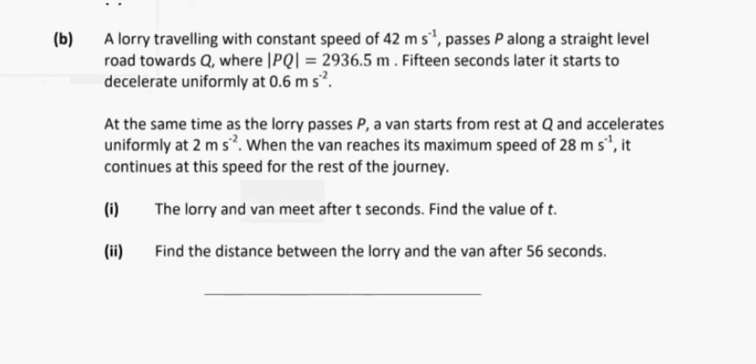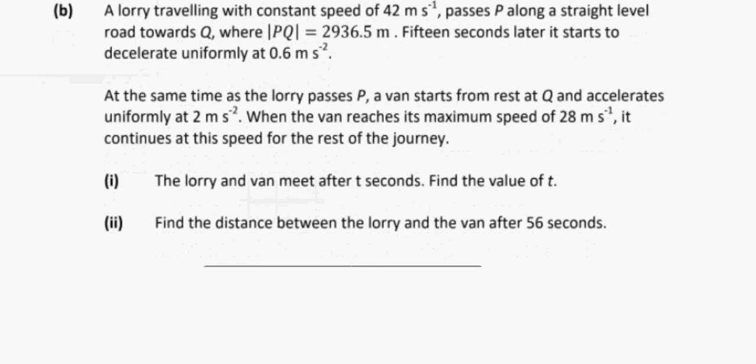Okay, a lorry traveling with a constant speed of 42 meters per second passes P along a straight level road, where PQ is 2,936.5 meters. 15 seconds later, it starts to decelerate uniformly at 0.6 meters per second squared. At the same time as the lorry passes P, a van starts from rest at Q. So the lorry is in blue, the van is red, and it's over here.